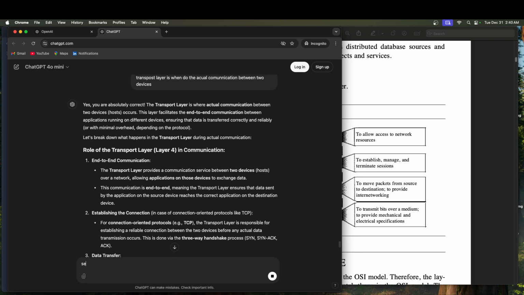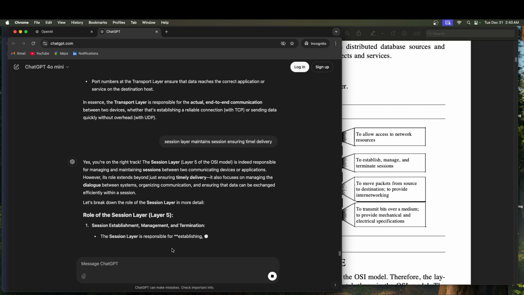The session layer maintains sessions, ensuring timely delivery. That there is something called a session.